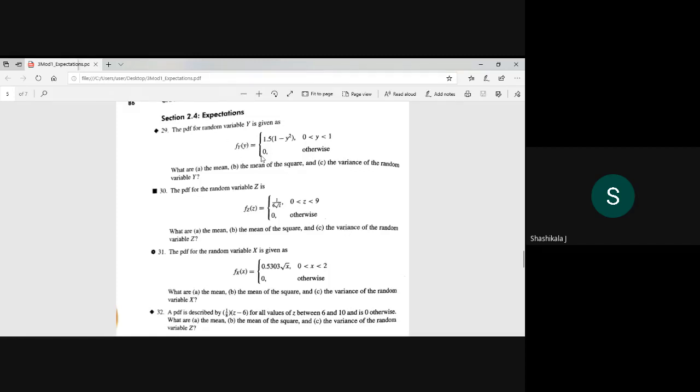Correct. Similarly, that is the mean, and for the mean of the square, what are you going to find out? E of x square. Then the variance of the random variable is E of y square minus E of y whole square. Otherwise, what is the other expression in terms of m2 and m1 square? Variance sigma y square is equal to M2 minus M1 whole square. That you have to use.